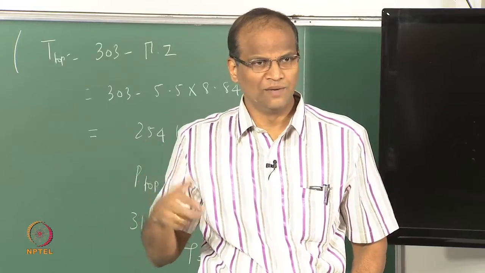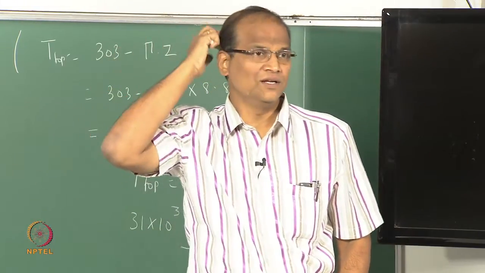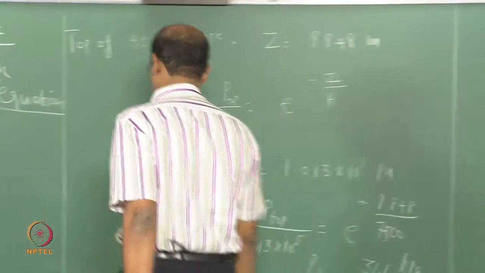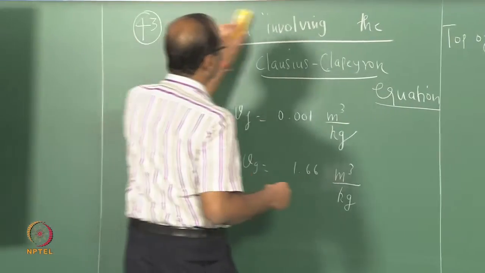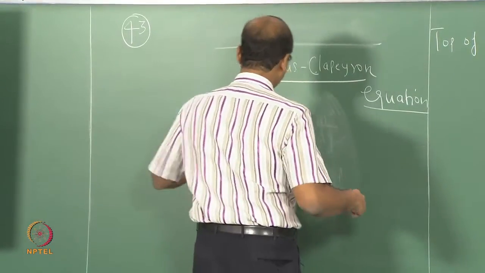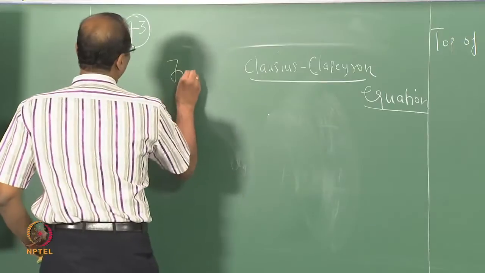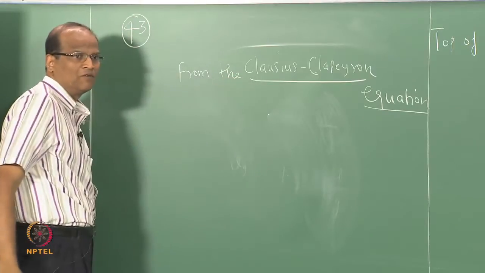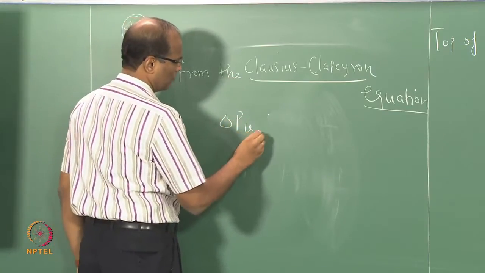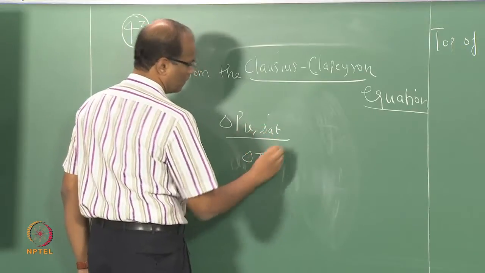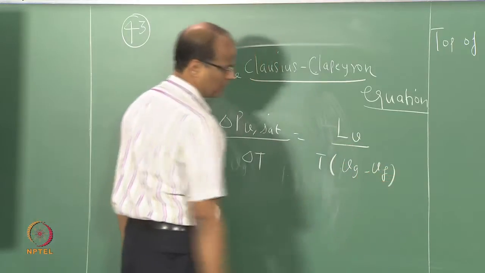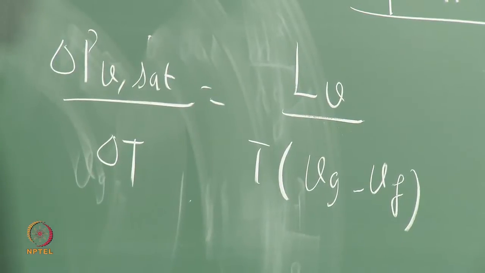So this is not our main story, this is a side story. The main story is to get to the boiling point, correct. So let us proceed with the Clausius Clapeyron equation. Is this correct, L_v into T or by T? Is what I have written correct?